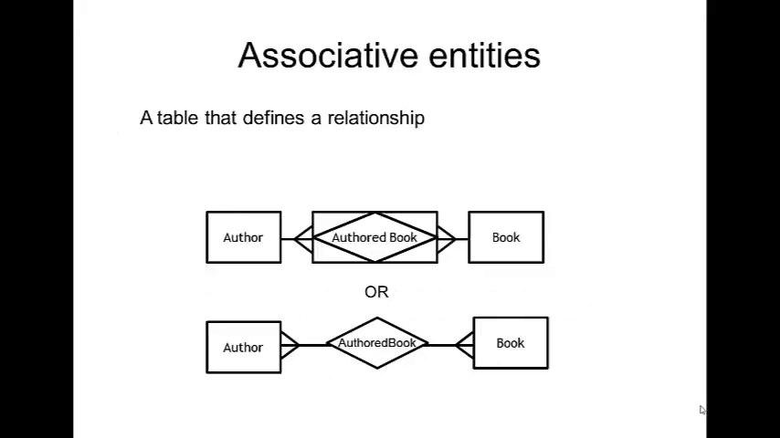Another style symbol that you might see is the box with a diamond in, which defines what are called associative entities. And that is a table that defines a relationship. Now, as we'll see, all many-to-many relationships end up getting defined as a table. So this is to a certain extent extraneous information, but you may well see it.